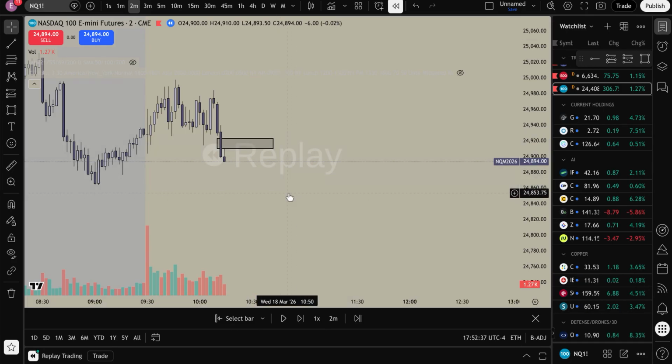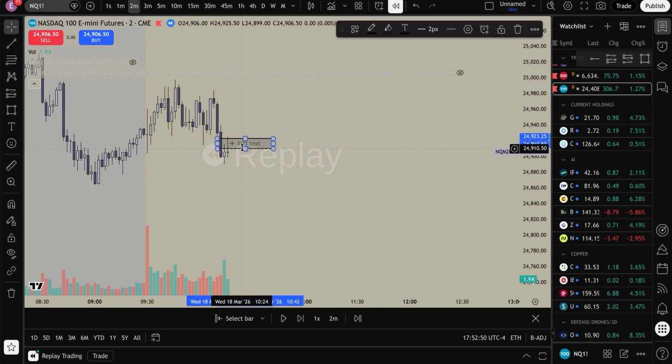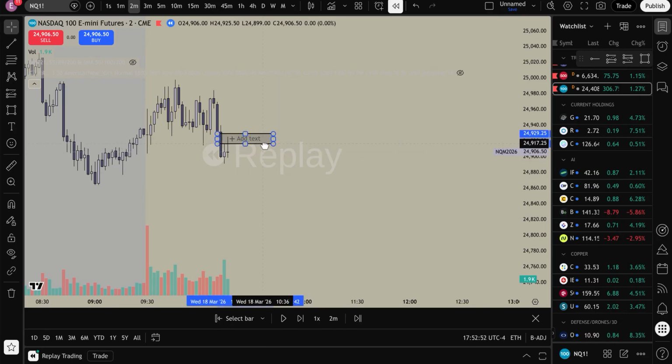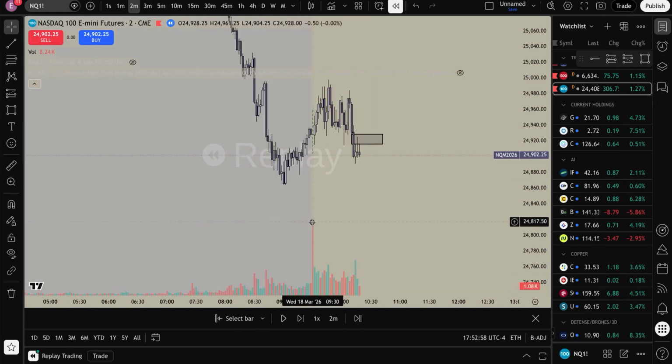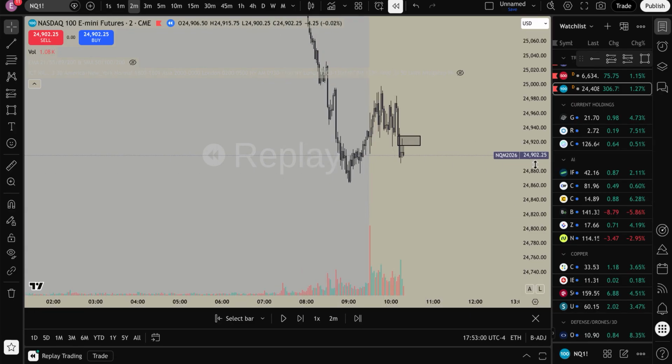So what I'm looking for is an entry on the 2-minute or 3-minute. Let's see if any of these play out. What happens here? As you can see, this 2-minute fair value gap got hit, and let's see if we get a bearish reaction out of it. Looks like we do. So what am I looking to do now?